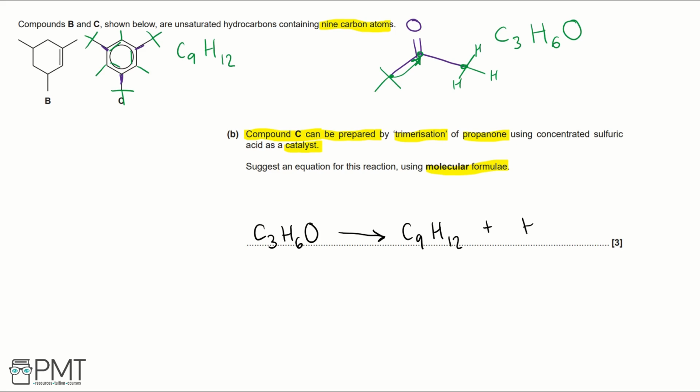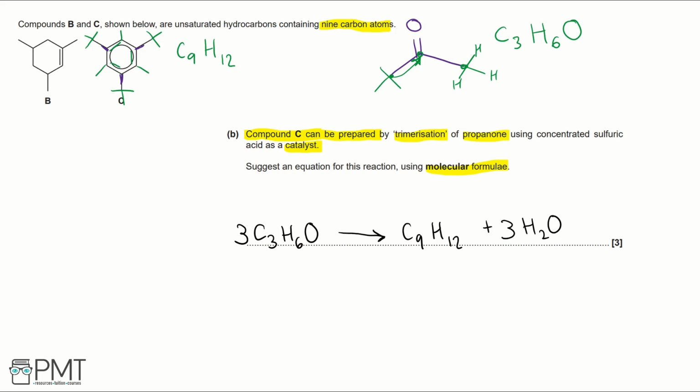We're also going to form water as a byproduct. And if you are unsure about why, you can look at propanone and see that it's got this oxygen group. And compound C doesn't have any oxygens. And a very common byproduct when it comes to polymerization is water. So now we need to balance the equation. So we need 9 carbons, so that means we need 3 propanones. And if we multiply by 3, that means we're going to have 3 oxygens, so we need 3 waters.